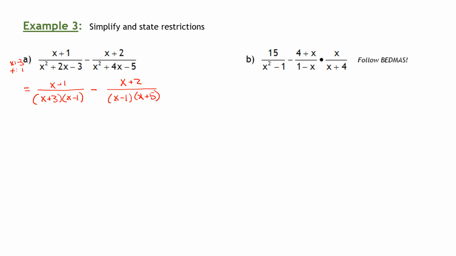Step 2, state restrictions. What can x not be? Looking at the first piece here, x can't be -3. Second piece, x can't be 1. Third piece, oh, we got a 1 again, so that's good. And that's a hint about our common denominators. If I have repeated restrictions, I'm going to have repeated parts of my common denominator. And this is a -5.